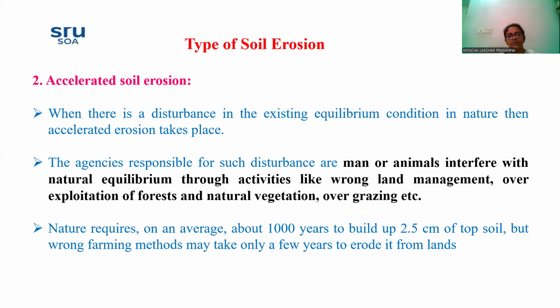As you all know, nature requires on average 1,000 years to build 2.5 centimeters of topsoil. But due to wrong cultivation practices, wrong agriculture activities or wrong management practices done by human beings, it takes only a few years to erode it. For the formation, it takes some 1,000 years, but to destroy the top layer of soil, it takes only a span of seconds to get the soil eroded or destroyed.